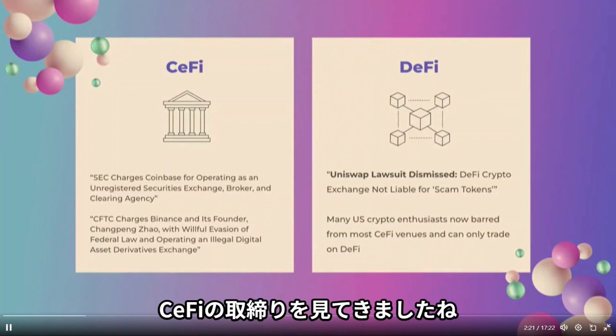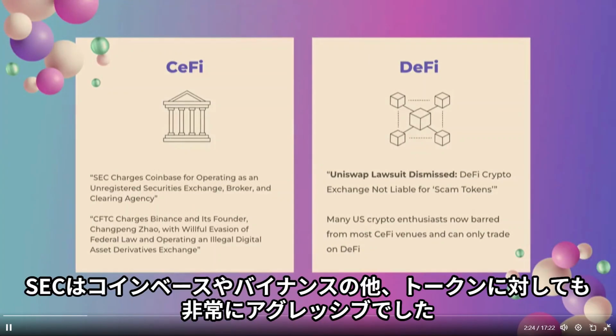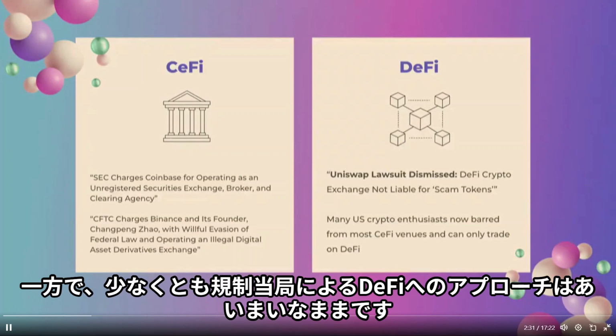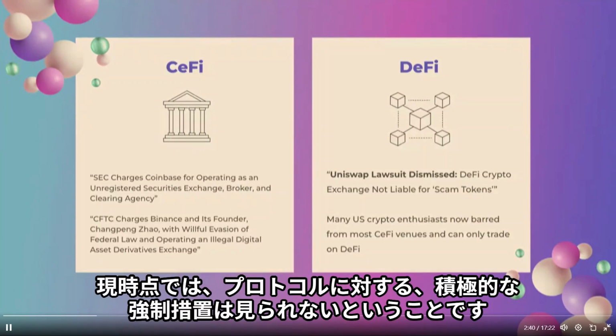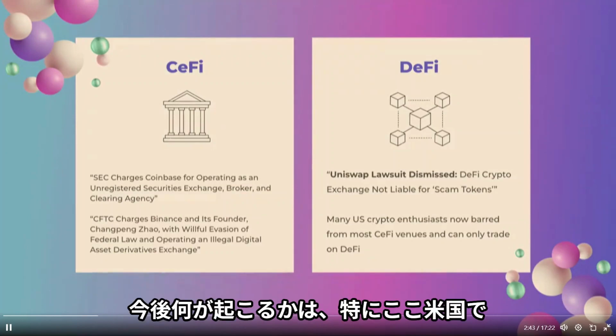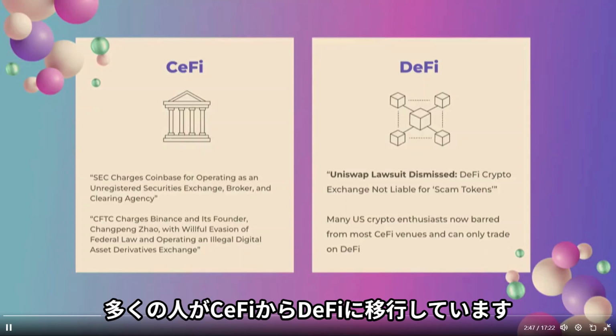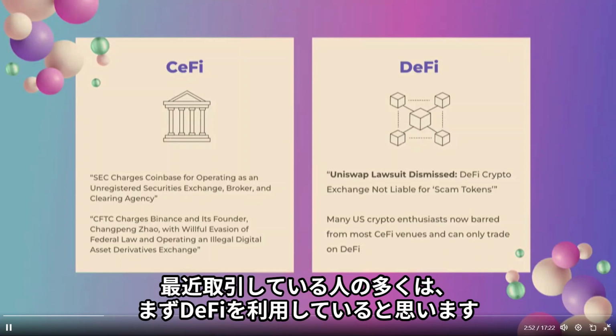We saw the SEC has been super aggressive with Binance, with Coinbase, with other venues as well, and tokens. While on DeFi, we do see that at least the regulators' approach to DeFi still hasn't been defined. So I'm not necessarily saying it's positive. I'm just saying we don't see active enforcement actions against DeFi protocols at this point. And what happens is, specifically here in the US, we are seeing a lot of people moving out of CeFi and into DeFi. I think a lot of the people trading today are DeFi first.